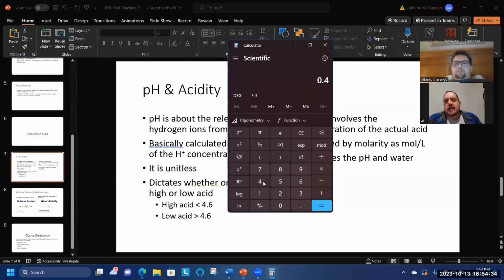0.4 moles per liter. Okay. Yeah, try that. Go 0.4, hit log, and then make it negative, which would make it positive. Oh yeah. So that'd be a pH of 0.3. Good point. 0.3 would be pretty nasty, but yeah.